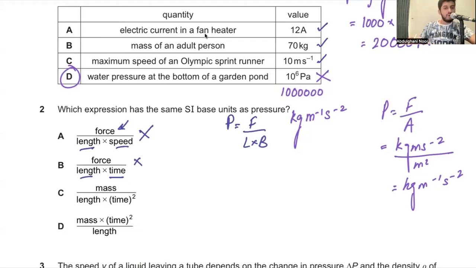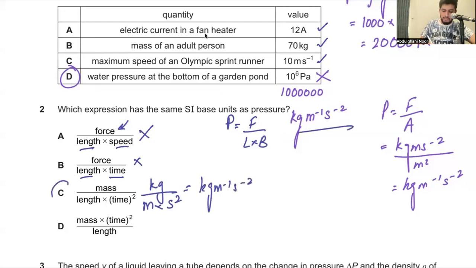Now it's C or D. So mass is kilogram, length is meters, multiplied by time is second, and this entire thing is squared. So what do you get? You get kilogram per meter per second squared, which is basically the same as pressure. If you were to do this for option D, kilogram multiplied by second squared divided by meters, that gives you kilogram second squared per meter. Where does the difference come? Pressure's unit has per second squared, so our answer is C.